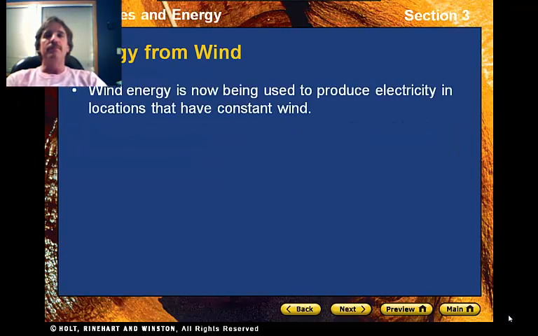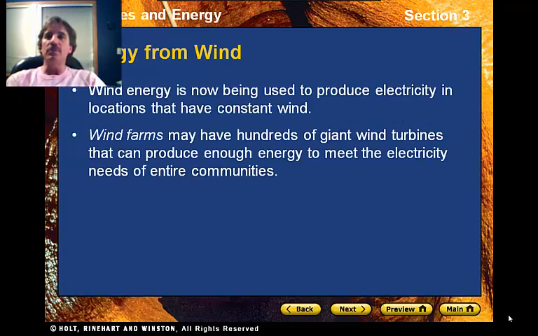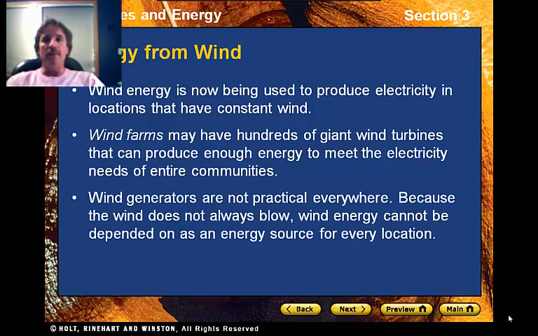Energy from wind. Wind energy is now being used to produce electricity in locations that have constant wind. You see wind farms that have hundreds of giant windmill turbines. They produce enough energy to meet the electrical demands of an entire community. You're seeing that in northern Michigan. I think you're going to see it more and more as these wind farms pop up, because they're a way to generate electricity without the pollution. They're not practical everywhere because we don't always have the wind blowing. Wind energy cannot be depended on, so some places it's just not going to work.